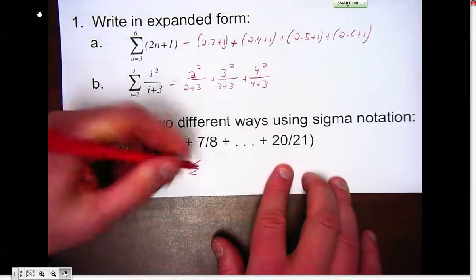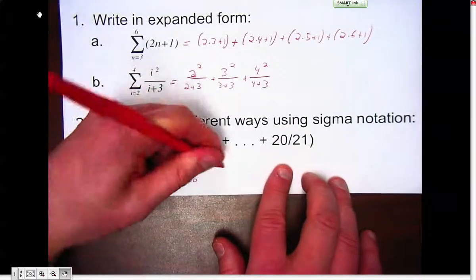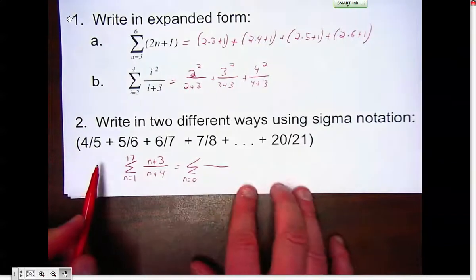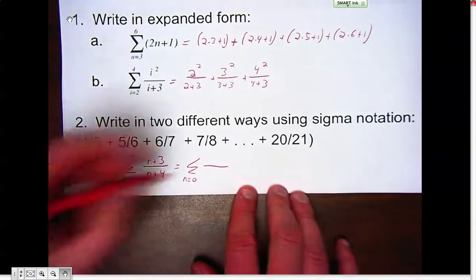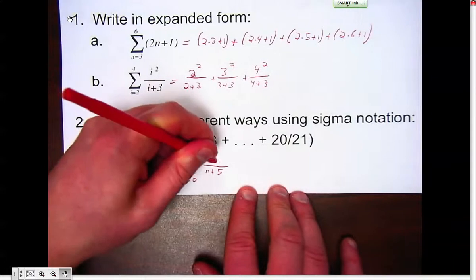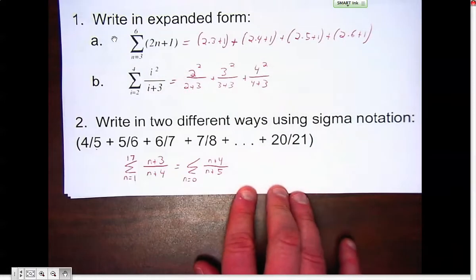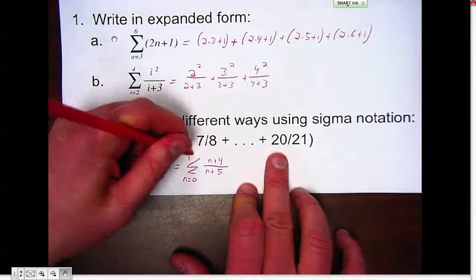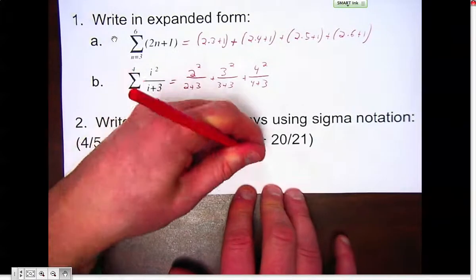Some of you maybe started at n equals 0 instead. That's fine. If I start at n equals 0, now it's basically the same idea, except I'm going to need to add 5 to get to the denominator, and add 4 to get to the numerator. Okay. I'm guessing those are probably the two most common answers. This one I would have to end at 16. But you could also do other things.